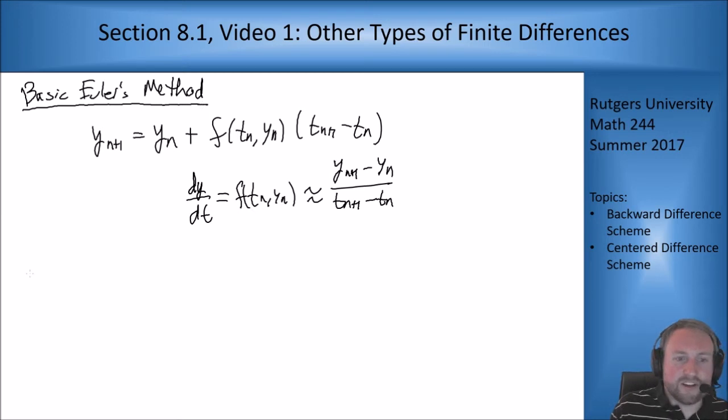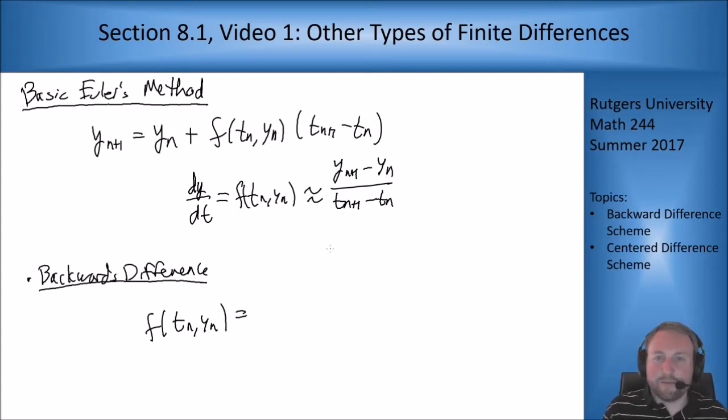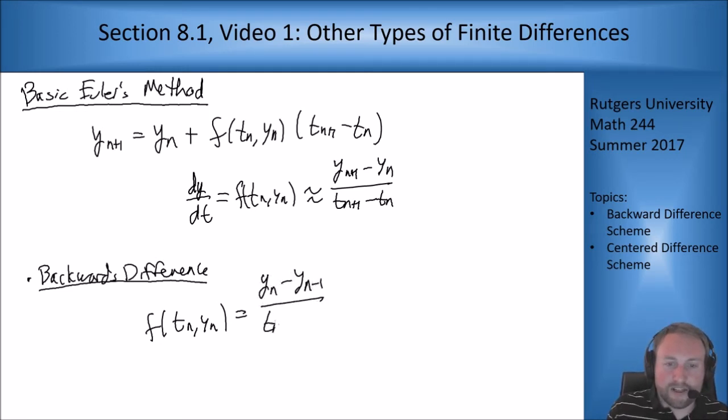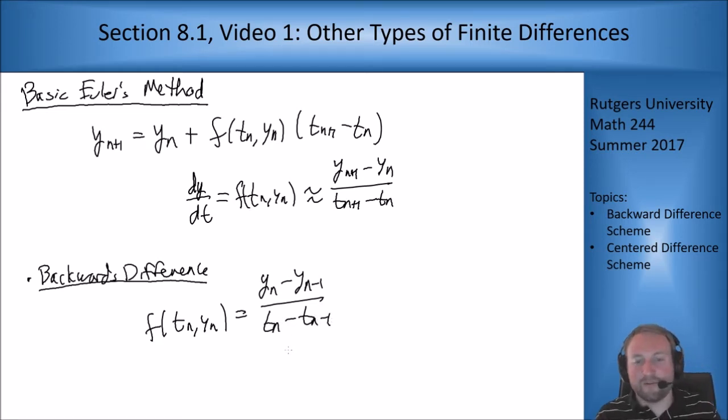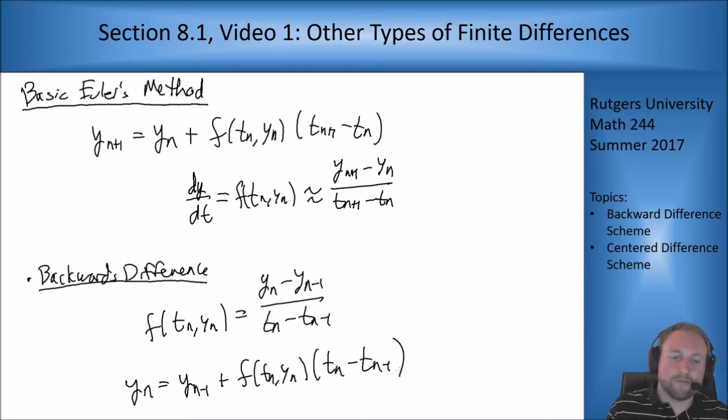The first one is using a backwards difference. What this comes down to is saying that f(t_n, y_n), instead of being (y_{n+1} - y_n) over (t_{n+1} - t_n), uses the point before that: (y_n - y_{n-1}) over (t_n - t_{n-1}). If you rearrange this to solve for y_n in terms of y_{n-1}, you get y_n = y_{n-1} + f(t_n, y_n) times (t_n - t_{n-1}).